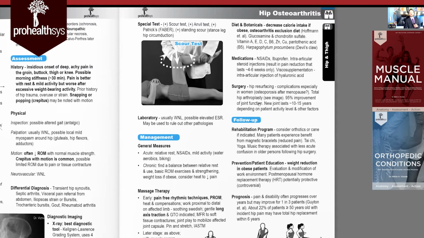95% improvement in joint function, but be aware and educate the patient, especially if they're younger, to try and delay as long as possible, because if they're more active, these hip joint replacements tend to not last quite as long, and we see hip joint failures.